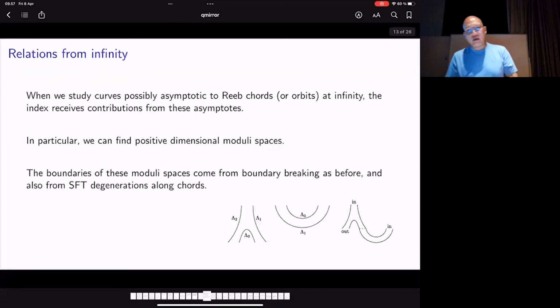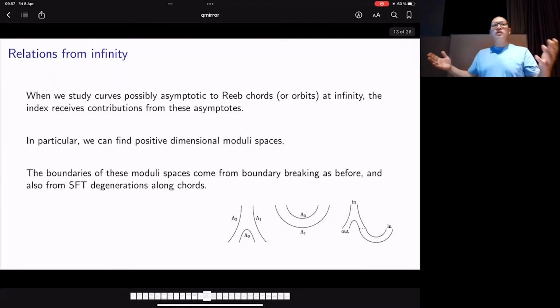And the reason we want to find positive dimensional moduli spaces is that a zero-dimensional moduli space gives you a number. A one-dimensional moduli space, well, if you think about it, its boundary has to be 0 in homology, because that's how boundaries work. And therefore, it gives you a relation between two numbers. So you can learn equations by contemplating one-dimensional moduli spaces. So that's why we want to do it.